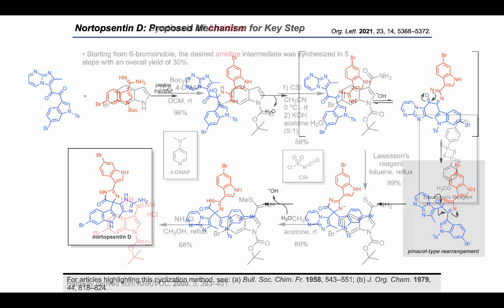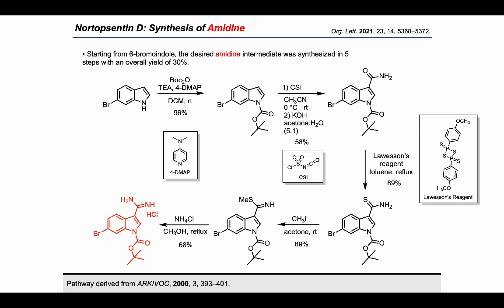So to begin this synthesis, I started by making the two key fragments. Here on this slide, you'll see how I synthesized the amidine. To synthesize this fragment, I followed a synthetic pathway that has been previously reported for the total synthesis of Nortopsentin B and synthetic analog D, as referenced below.